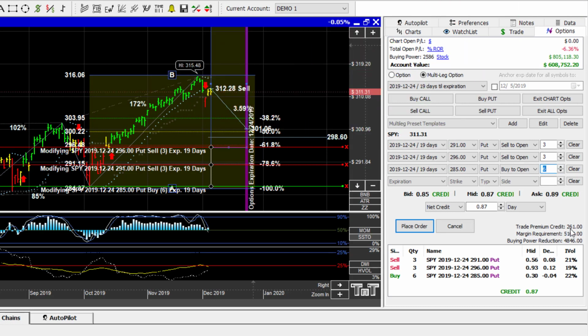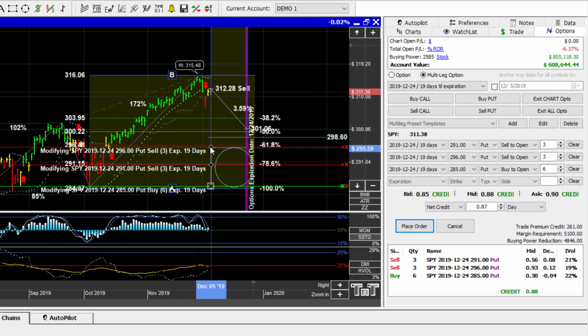Now we're going to have a total premium credit of $261 in 19 days, a margin requirement of $5,100, a buying power reduction. Max loss is $4,800. So if this market actually crashes and comes all the way down into this region down in here, we're going to start losing money. And if it goes all the way down to that green line, we're going to lose our max of $4,800. All right, $4,846. So this is the way this is playing out for us.